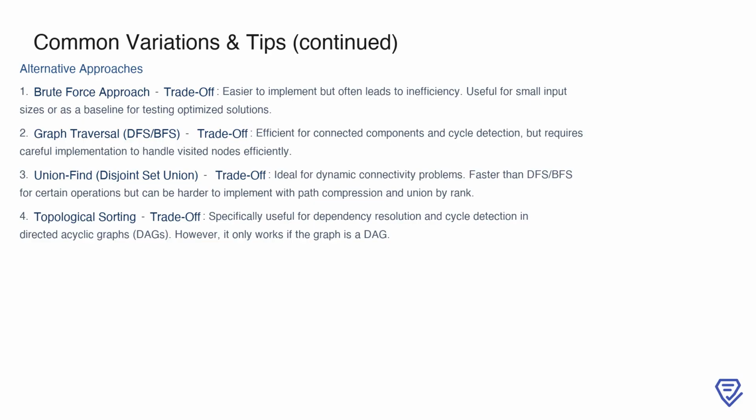Union find, or disjoint set union, is another powerful technique, particularly for dynamic connectivity problems. It's faster than DFS or BFS for certain operations but can be more complex to implement, especially with optimizations like path compression and union by rank. Lastly, topological sorting is indispensable for resolving dependencies and detecting cycles in directed acyclic graphs. However, you should note that it only applies to directed acyclic graphs and won't work for graphs with cycles. Each approach has its strengths and limitations, so understanding when to use them is key to solving problems efficiently.